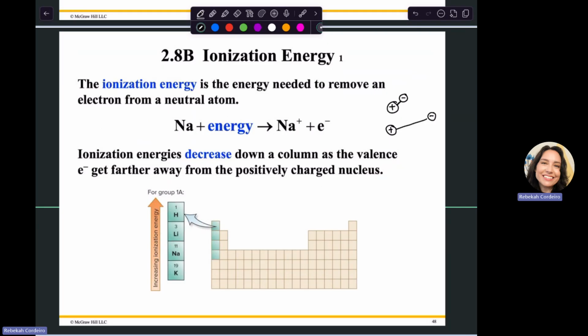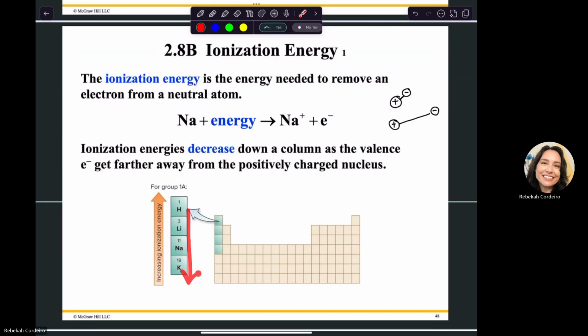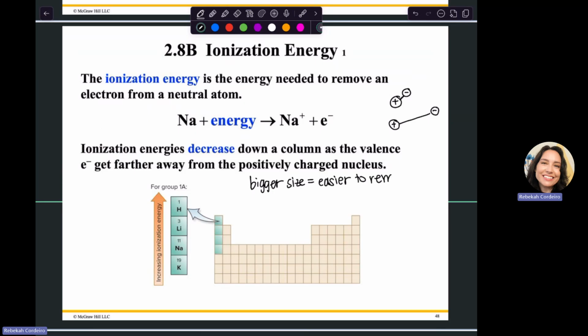Think about two magnets. Two magnets that are touching or really close together are harder to separate. Two magnets that are farther apart are easy to separate. So as far as trends go, we decrease as we go down the group, because if you get bigger, it's easier to remove. So bigger size, easier to remove the outer electron. That's lower ionization energy. We'll call ionization energy IE.